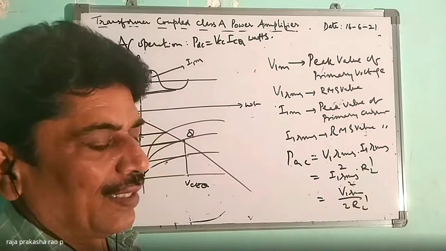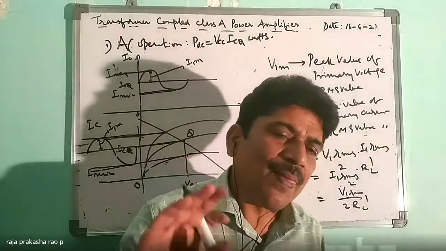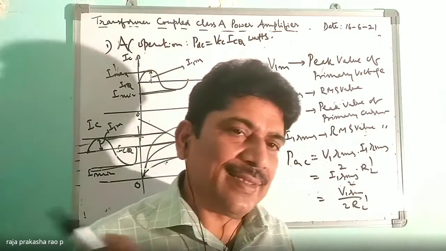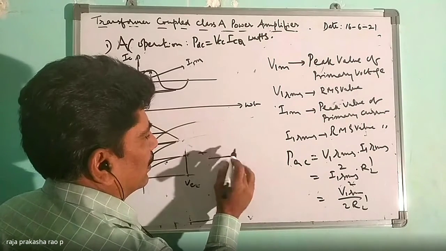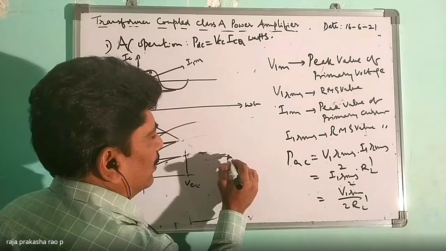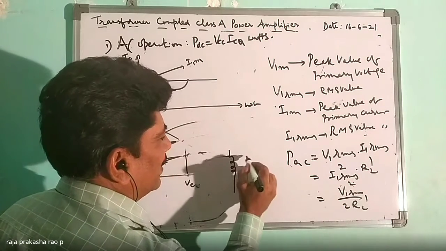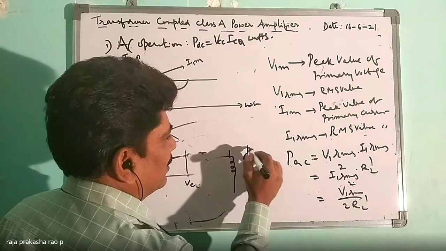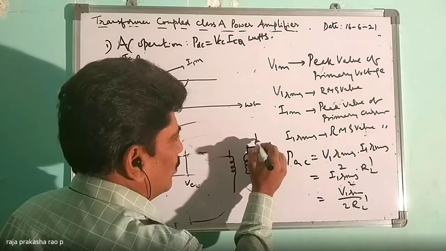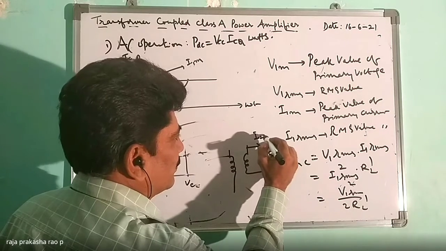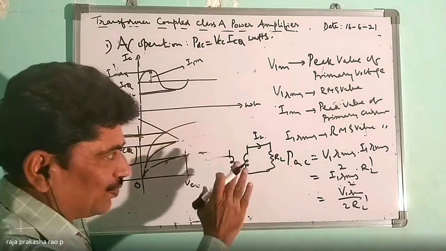Then how to find the power delivered to the load? This is primary and this is secondary, right? To the secondary, the load RL is connected. This is I2, the current which flows in the secondary.